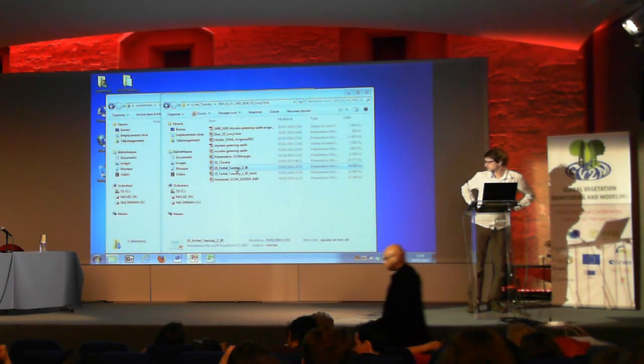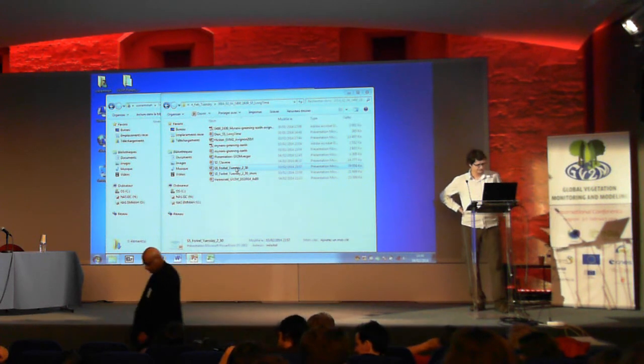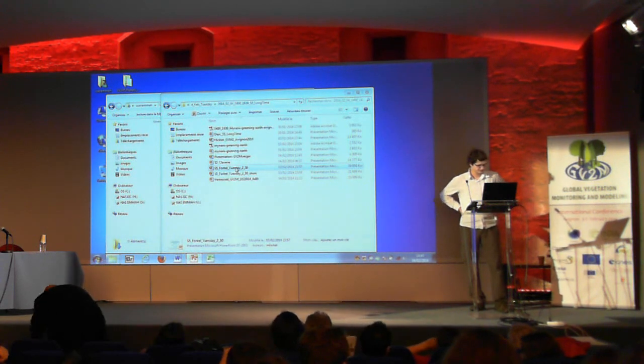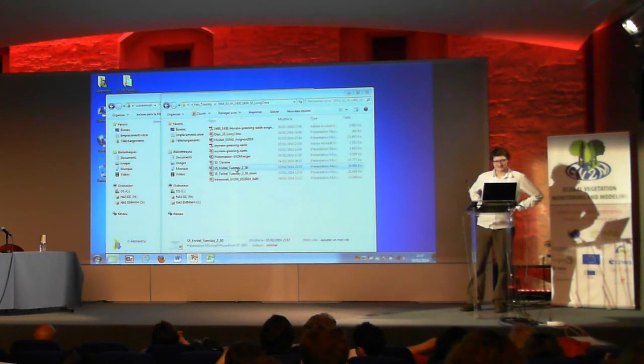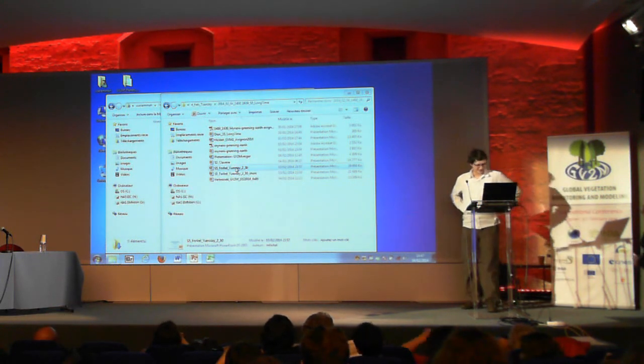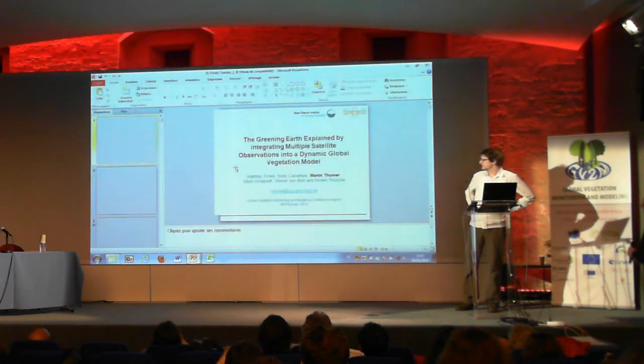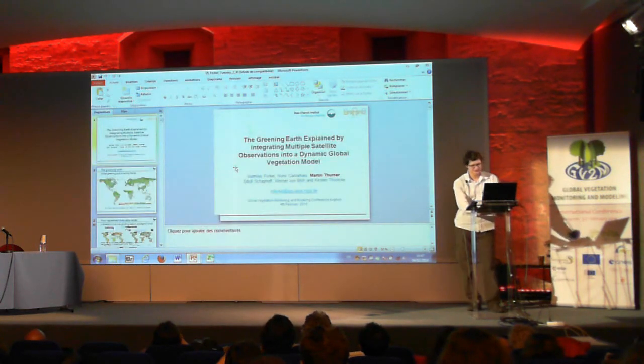If I understand correctly, Matthias Forkel cannot be here, so the talk will be given by Martin Thurner, so the second talk this day. And then again, I think it may take.